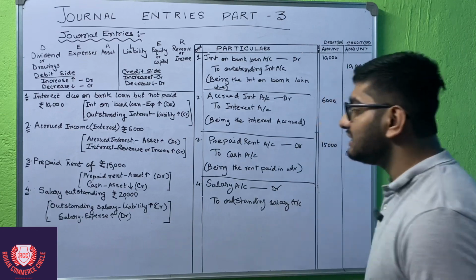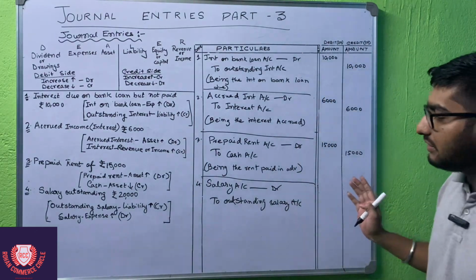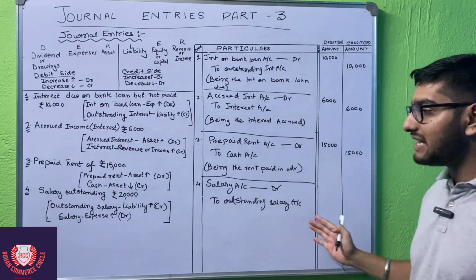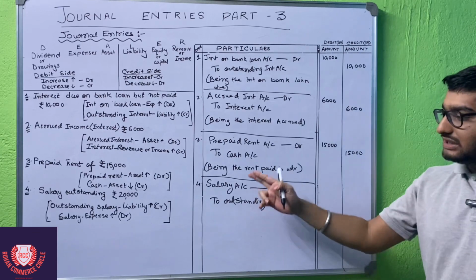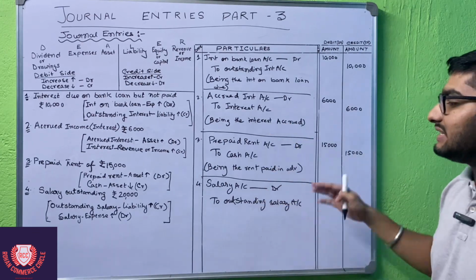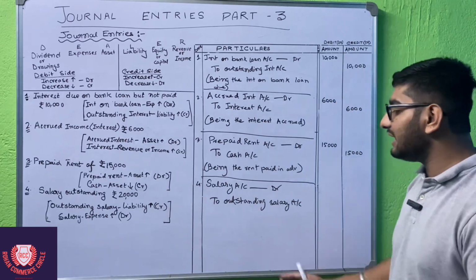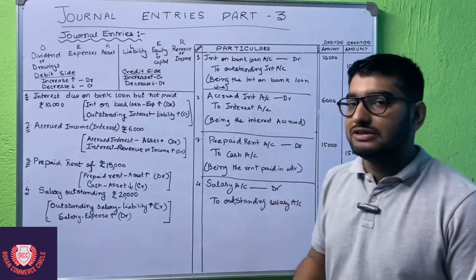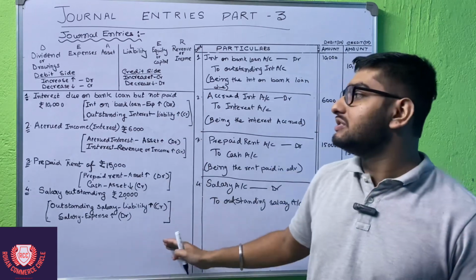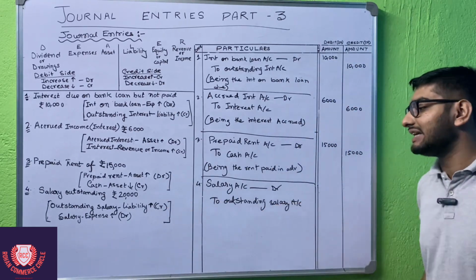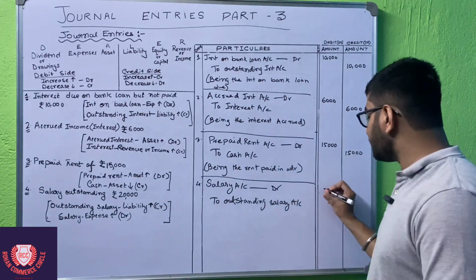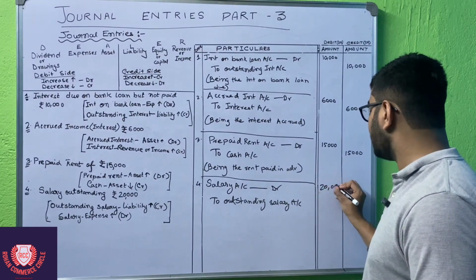To outstanding salary account, debit to outstanding salary account. Salary account is an expense, so it is increasing, so we are debiting it, and outstanding salary is a liability, so the liability is increasing, so we are crediting it, right? So how much was it? It was rupees 20,000.